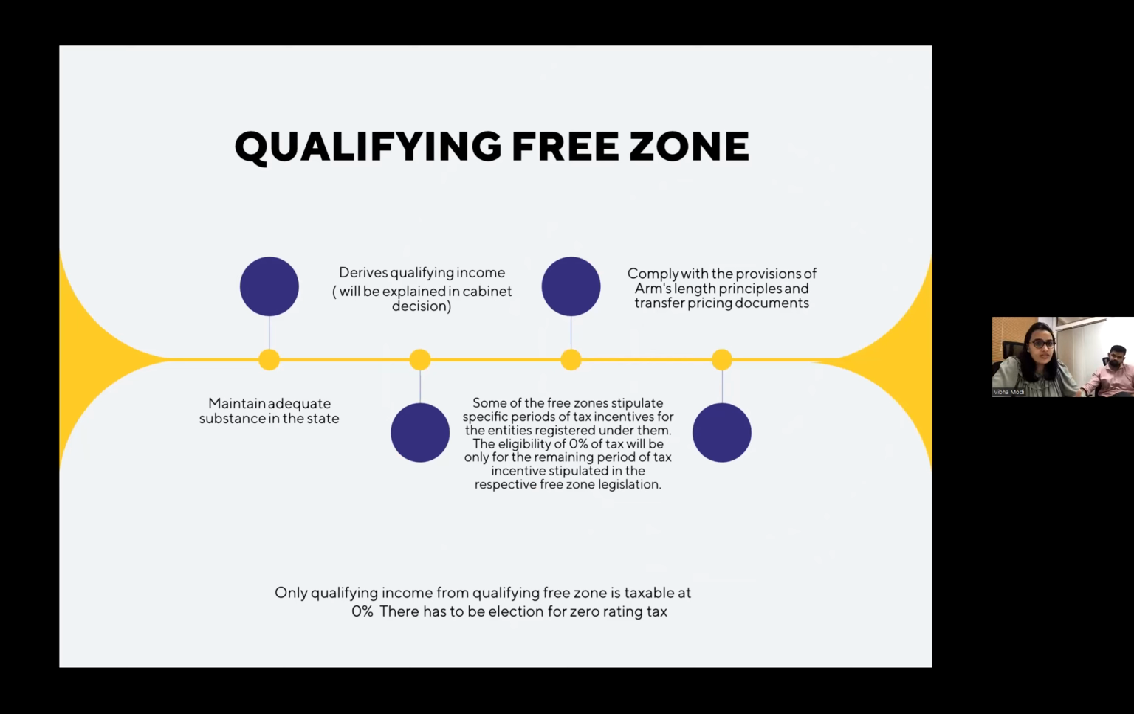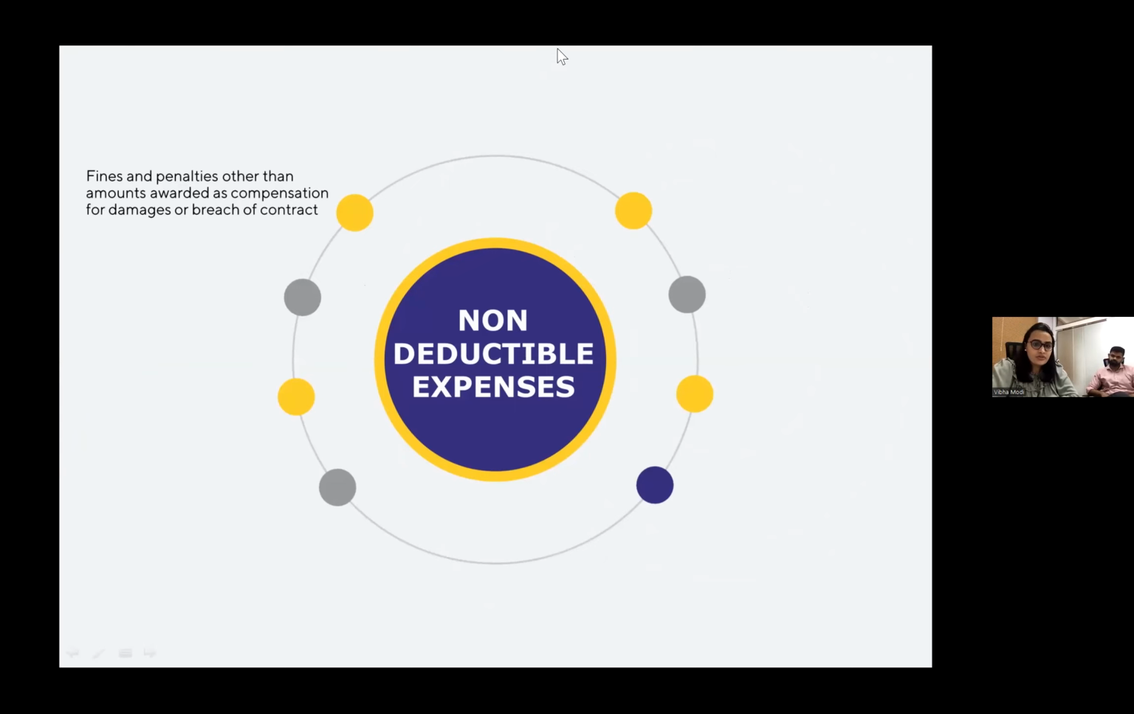Then there are the non-deductible expenses. The non-deductible expenses are fines and penalties, other than any compensation for damages or breach of contract. Any fine or penalty is not eligible for deduction in your P&L account for computing your taxable income for corporate tax. Next, any amount withdrawn by a natural person from their business.